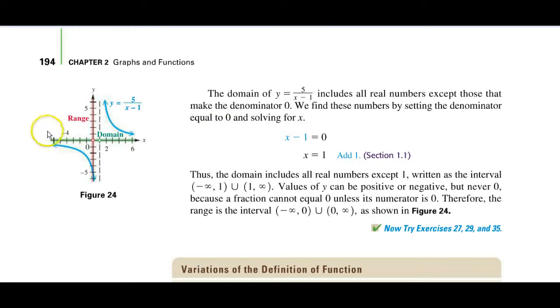And then horizontally, when we go looking for the other value, it cannot be 0. So our range is from negative infinity up to, but does not include 0, and then starting on the other side of 0 going up. So this one's a little tricky. So again, study what they have here, and that's what you'll be checked on in your practice and quiz.